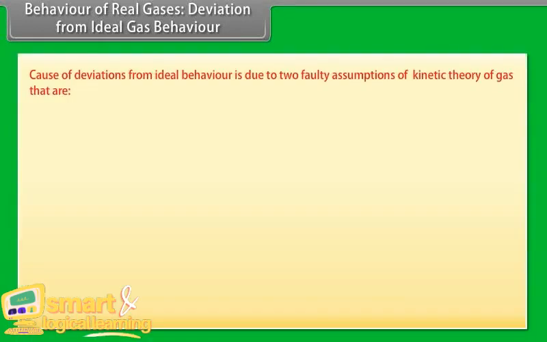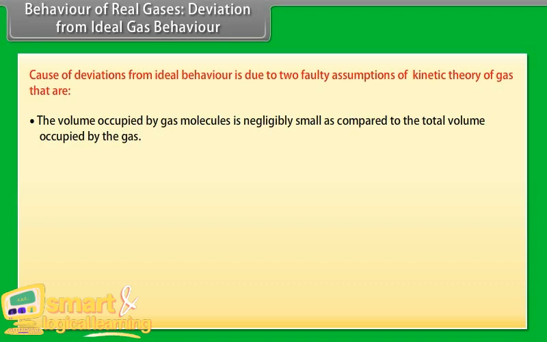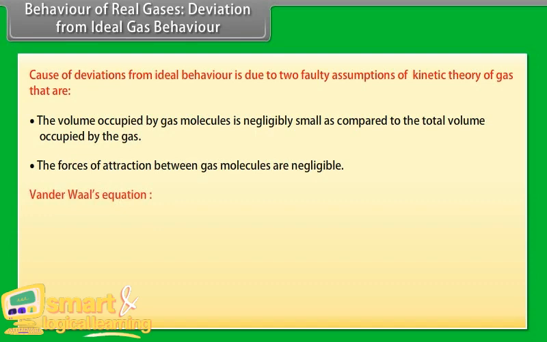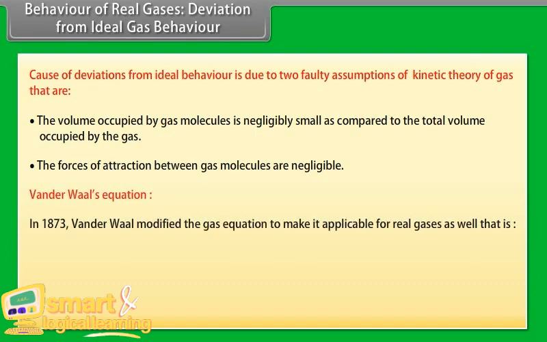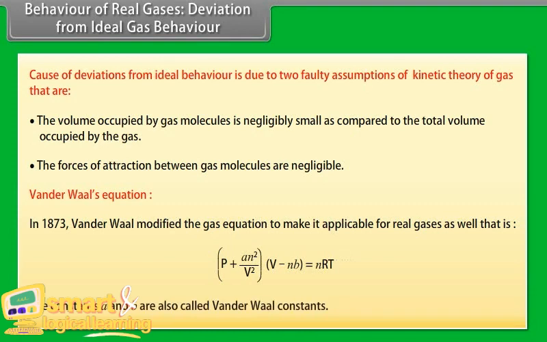The cause of deviations from ideal behavior is two faulty assumptions of kinetic theory of gas, that are: the volume occupied by gas molecules is negligibly small as compared to the total volume occupied by the gas, and the forces of attraction between gas molecules are negligible. Van der Waals equation. In 1873, Van der Waals modified the gas equation to make it applicable for real gases as well. That is, (P + an²/V²)(V − nb) = nRT. The constants a and b are also called Van der Waals constants.